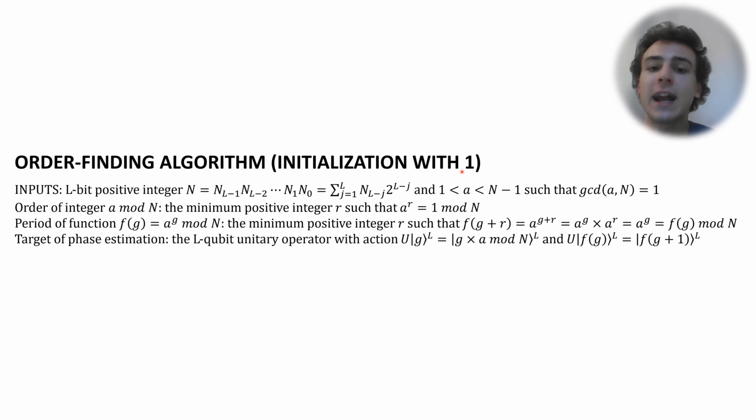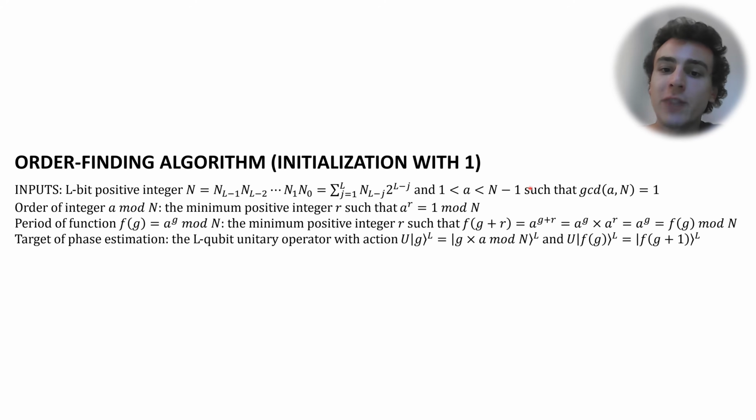Now let's consider another positive integer. This positive integer is denoted by lowercase a. A is between 1 and n minus 1, and it has a very special property. It is co-prime with n. In other words, the greatest common divisor of a and n is equal to 1. So we can write that as the GCD of a and n is equal to 1. GCD means greatest common divisor.